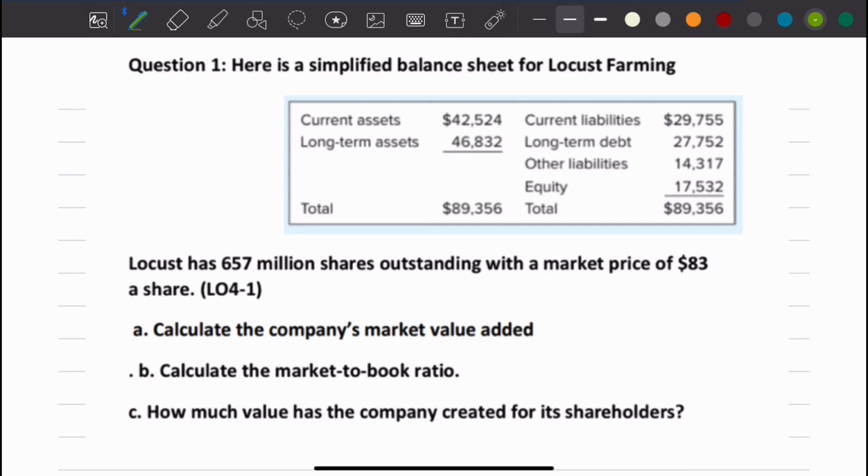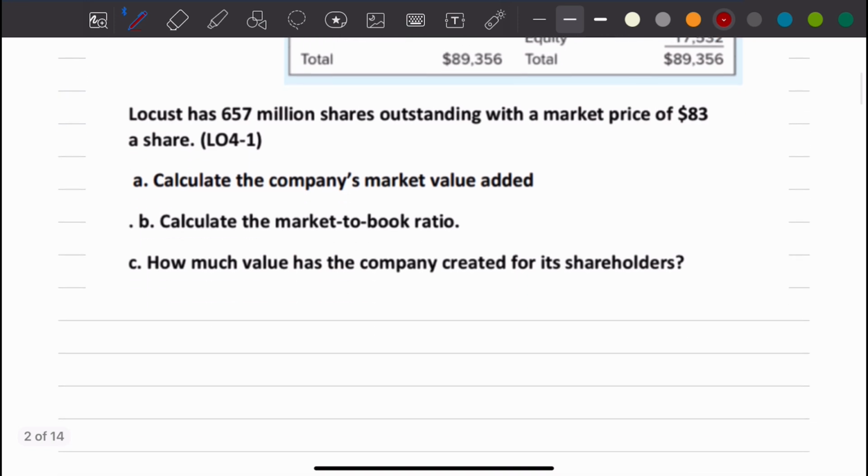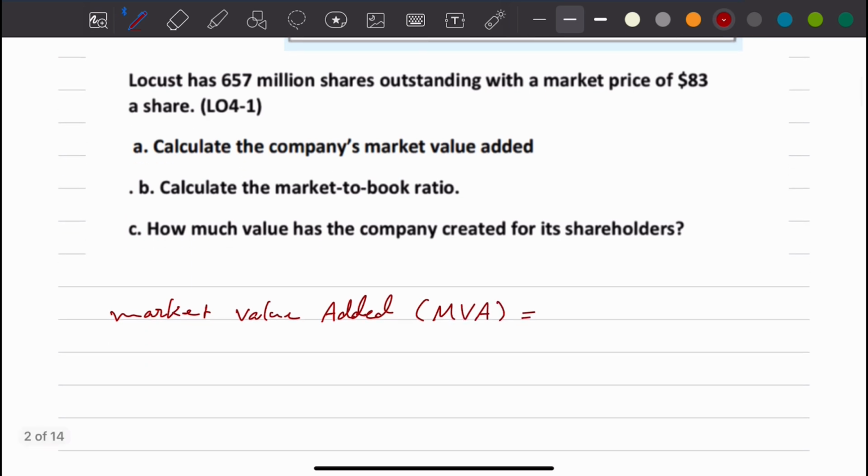Now, in order to calculate the company's market value added, we need to quickly remind ourselves of the formula, which is market value added, or MVA, equals the following: market capitalization of the company, or market cap for short, minus the book value of the company's equity. Okay?